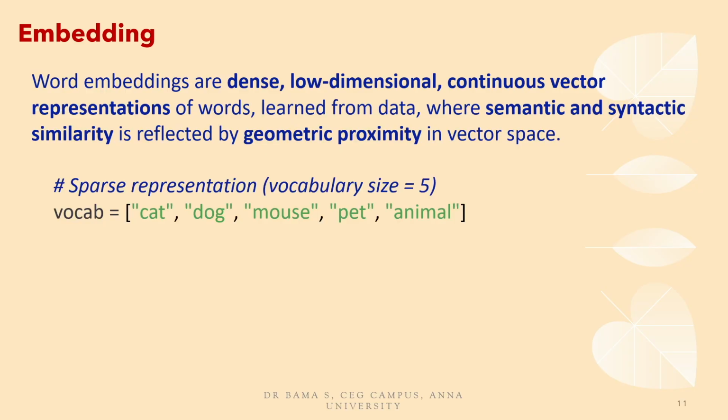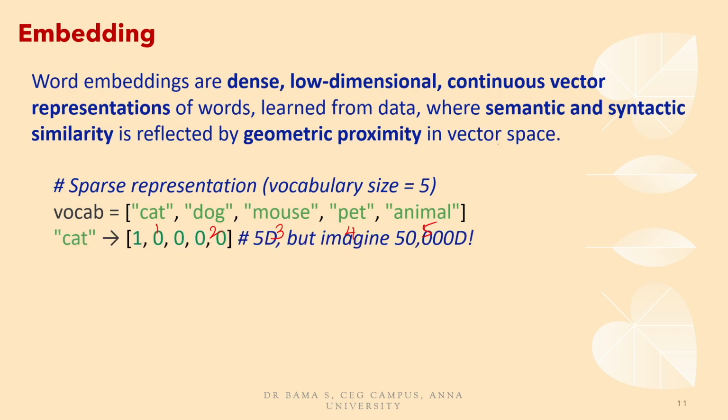Another example here is, this is the same definition that I gave before, so I am just skipping it. This is a sparse representation with vocabulary size as 5. If you see the vocabulary size, there are 5 words, and in one hot encoding, cat can be termed as 1 and all the other things as 0. But imagine it with 50,000 dimensions. You will have 50,000-dimensional vectors like this, but only one position has 1 and all the terms are 0.